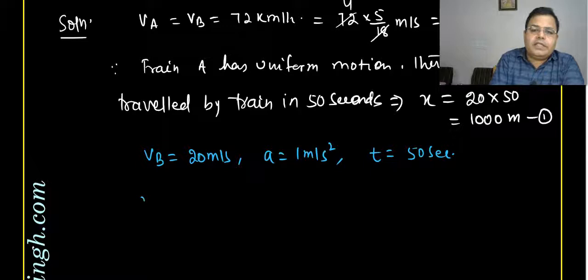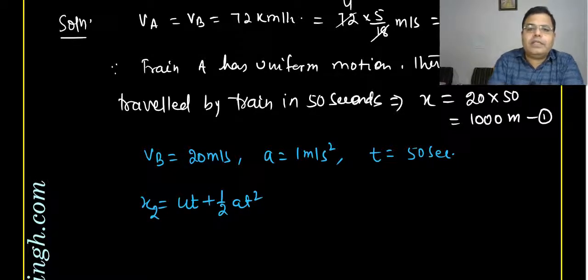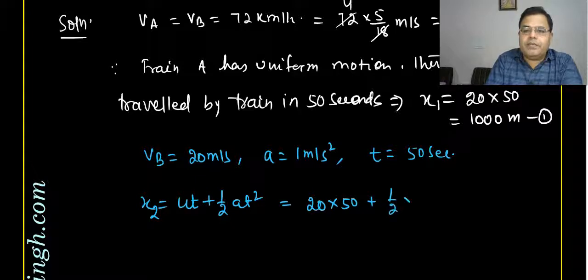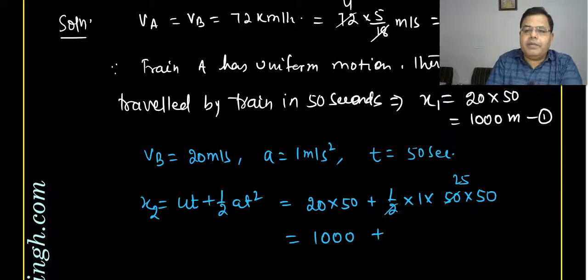So the distance traveled is ut plus half at square. You can use it for distance x2, and the distance of A is x1. So distance traveled by the second train is ut plus half at square. It means u is 20, t is 50, plus half into a is 1 and t is 50 into 50. That may cancel, 25 times. 20 into 50 is 1000 plus 25 into 50 is 1250, that is 2250 meter.